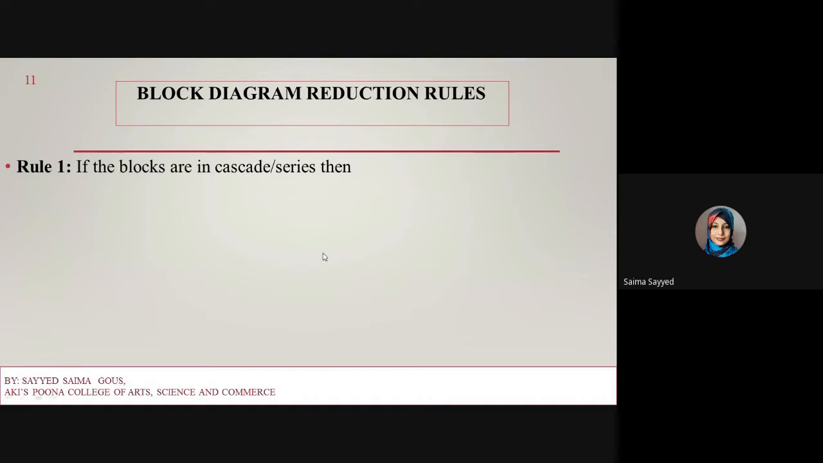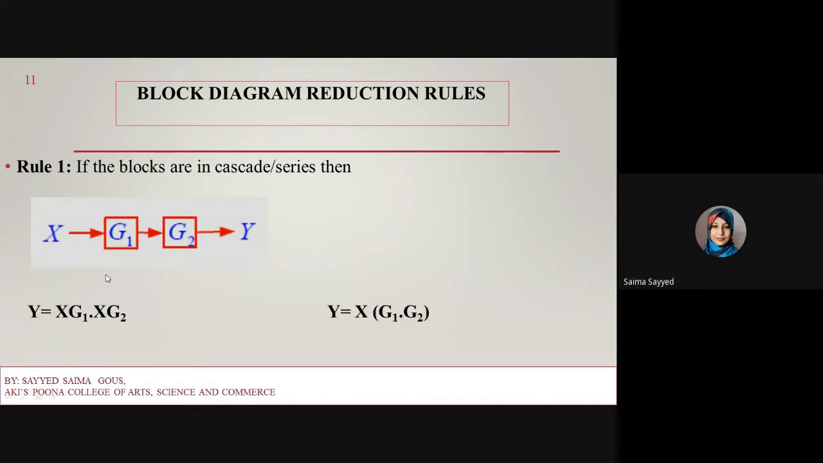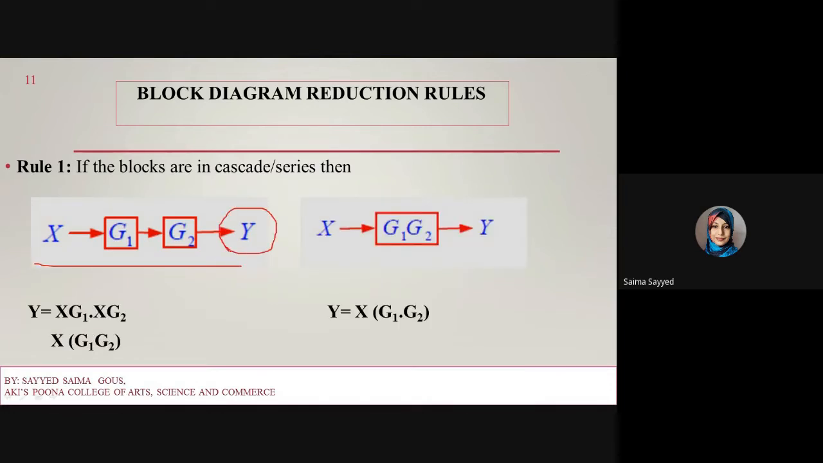First rule is to check whether the blocks are in cascade or series. If two blocks are in cascade or series form, then the equation y will be equal to x into g1 into g2. If we take x common, it becomes x into g1 into g2, and they are converted into a single block by multiplying. So here it will become x into g1 g2. After equating, these two equations are the same, so the series blocks are converted into a single block by multiplication.